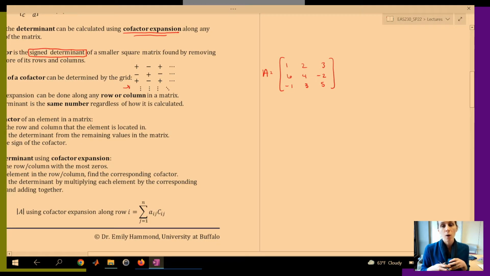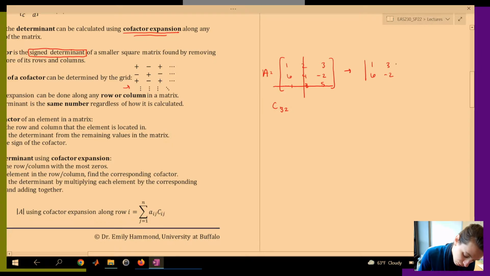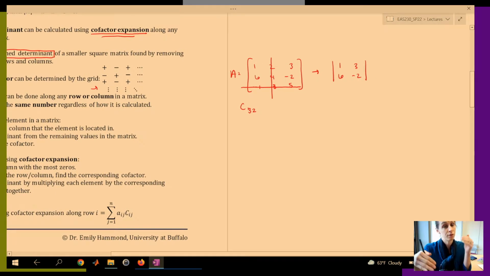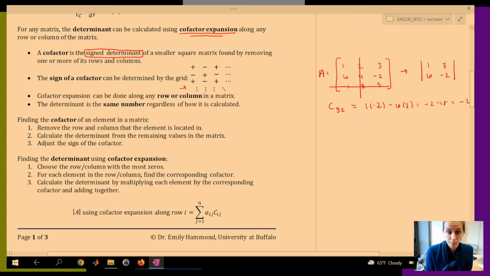Okay, so let's go ahead and look at how to calculate a cofactor quickly based on this matrix. So let's say I want to go ahead and find C3,2. That means I'm going to remove row 3, column 2, and my leftover values are going to be 1, 6, 3, -2. If I find the determinant of that matrix, that's going to be my cofactor. So I get 1 times -2 minus 6 times 3, or -20. That's my cofactor. However, my sign on my cofactor is modified based on this grid.